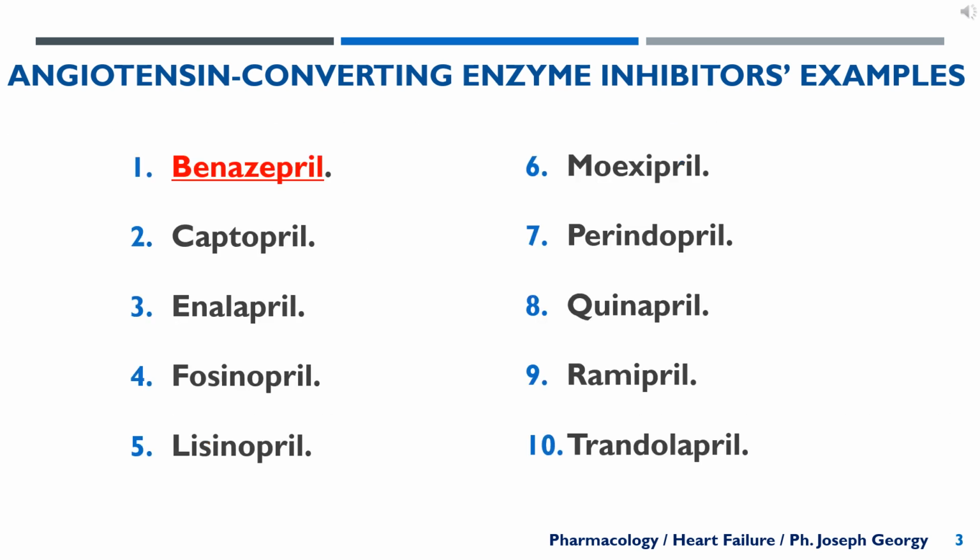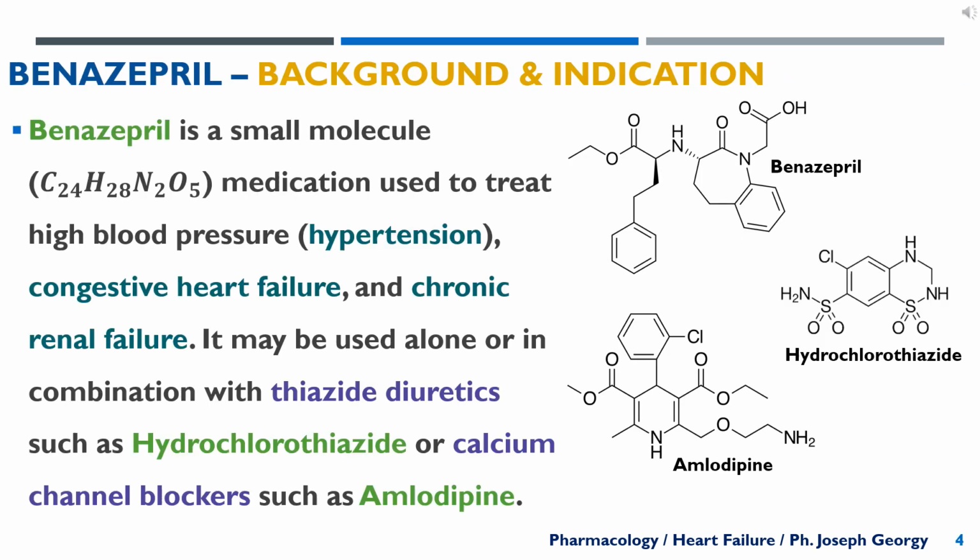Actually, we have many examples of these drugs. We have Benazepril, Captopril, Enalapril, Fosinopril, Lisinopril, Moxipril, Perindopril, Quinapril, Ramipril, and Trandolapril. In this presentation, as I said, I'm going to talk about Benazepril. First of all, I'm going to give a background and talk about the indication of this drug.